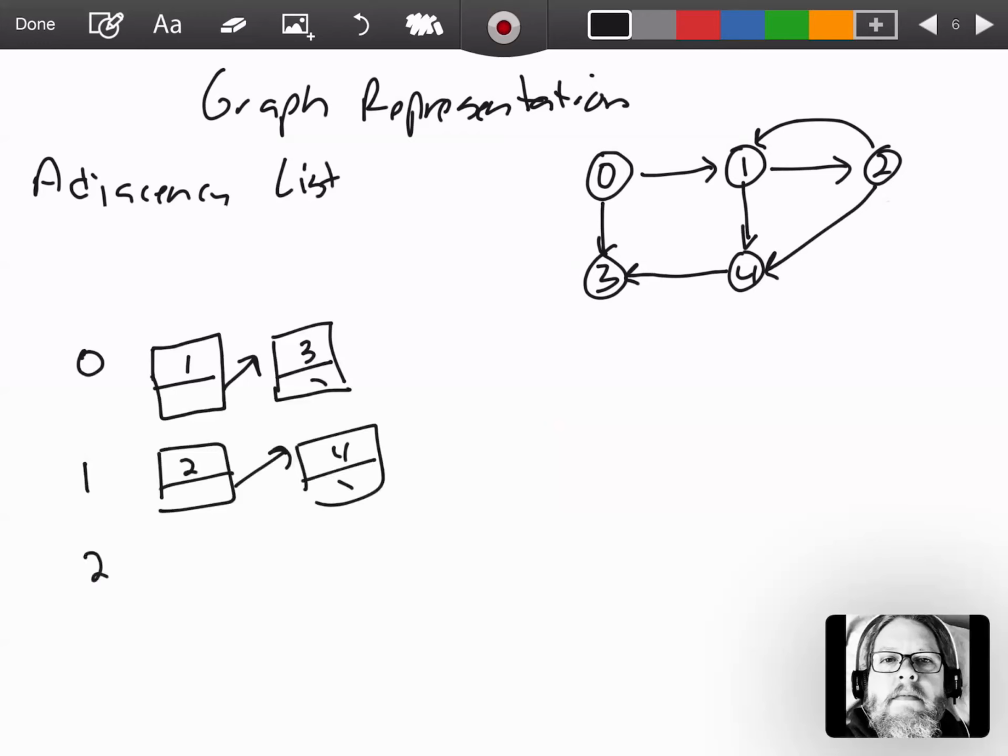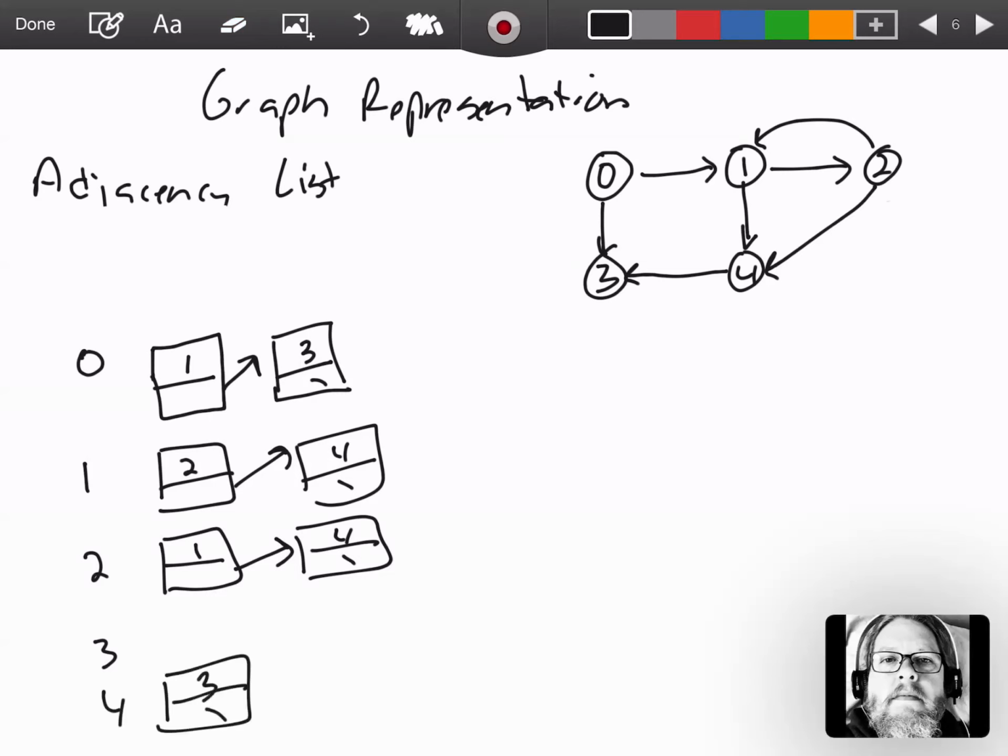2 goes to 1 and 4. 3 doesn't go anywhere. And 4 only goes to 3. And you don't see this as often, but you certainly could. So something you can do with that.